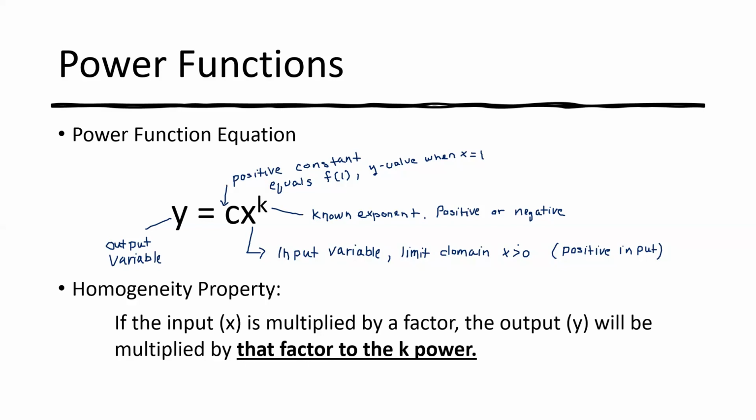And then our key property with power functions is this homogeneity property. If the input is multiplied by a factor, then the output, which is the y variable, will be multiplied by that factor to the k power. So that's what we saw in all the examples. If x was multiplied by something, then we took that same factor and used the exponent to figure out how y would be changing.